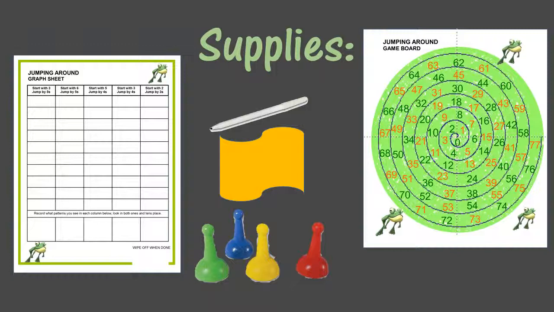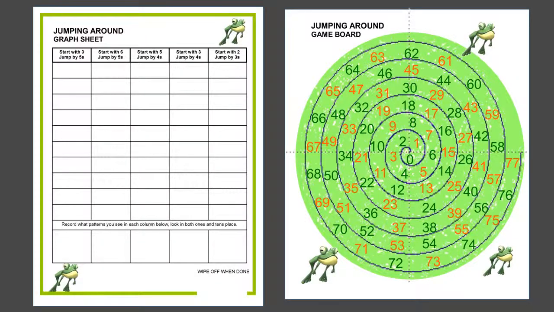The supplies that are provided in the pouch, along with your information sheet and directions, will be a Jumping Around graph sheet, a dry erase marker and eraser, some game pawns, and a Jumping Around game board. The students will start with the graph sheet and the game board laid out in front of them.